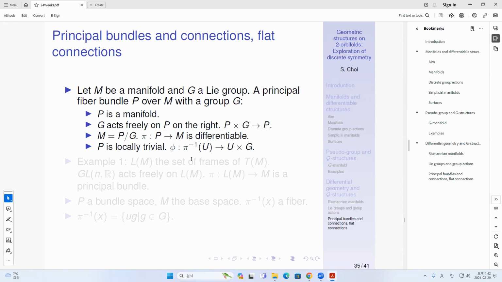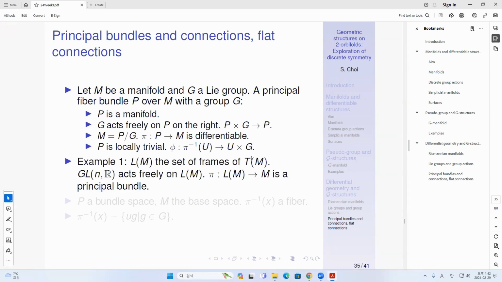So that means you can cover M. Each point has some open neighborhood U where pi inverse of U has a homeomorphism to U times G. Or in many cases, you can say it's a diffeomorphism. As an example, take L(M), the set of frames in TM. Frame means that at each point there's a vector frame. So you look at all the vector frames at all the points. That has some topology, but I am not really explaining that.